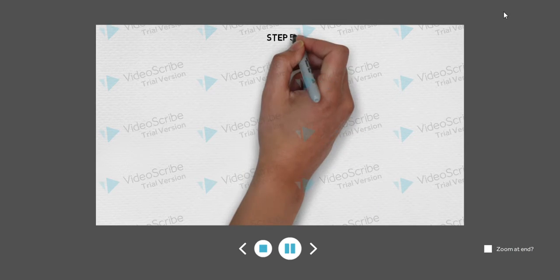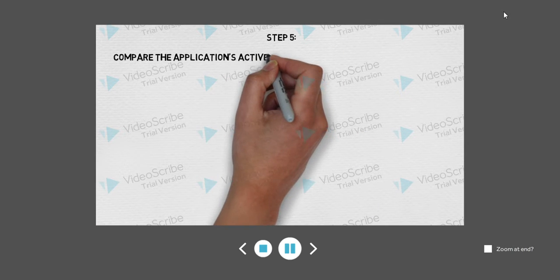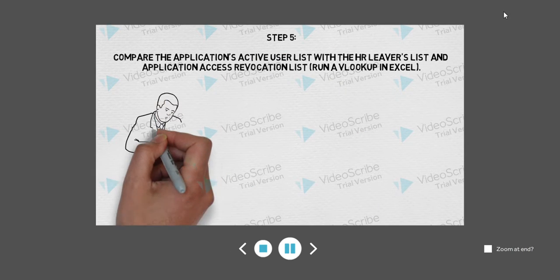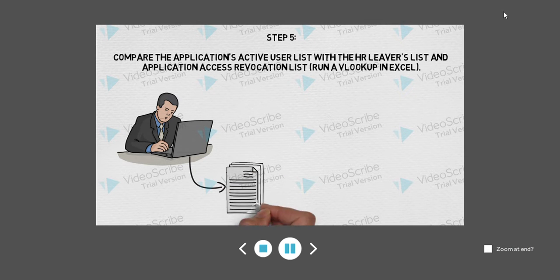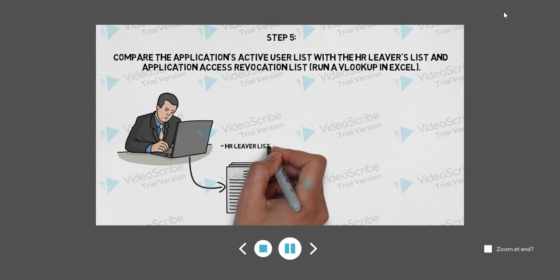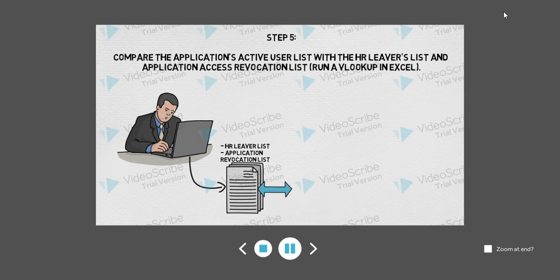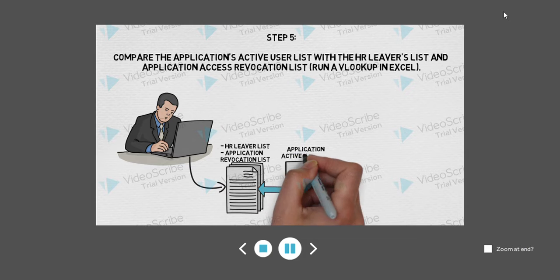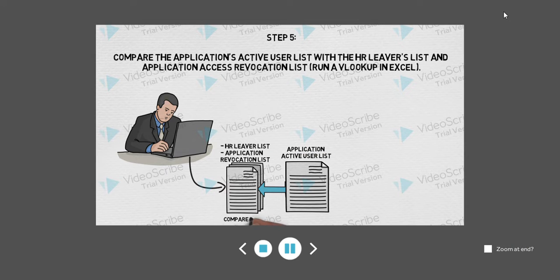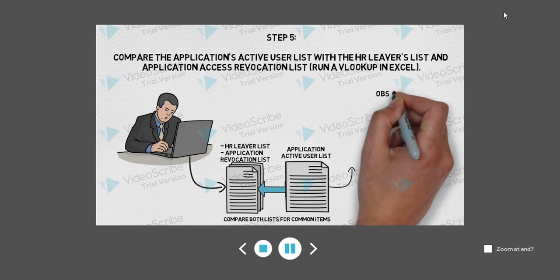The next step is to compare the list of HR leavers and access revocation list against the application's active user list. Through this activity, we are trying to identify if there are any user IDs belonging to leavers which are still active in the application. We can run a quick compare between the lists using the VLOOKUP function in Excel.